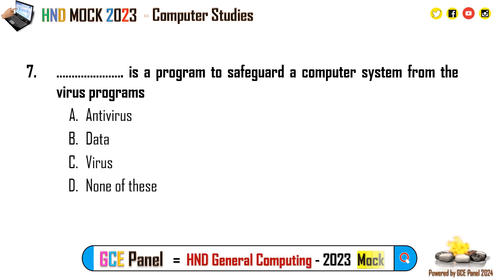Question 7. Dash is a program to safeguard a computer from virus programs. Of course, everybody knows this, antivirus. Anti here means against, okay? So don't think about uncle and something, that's crazy.